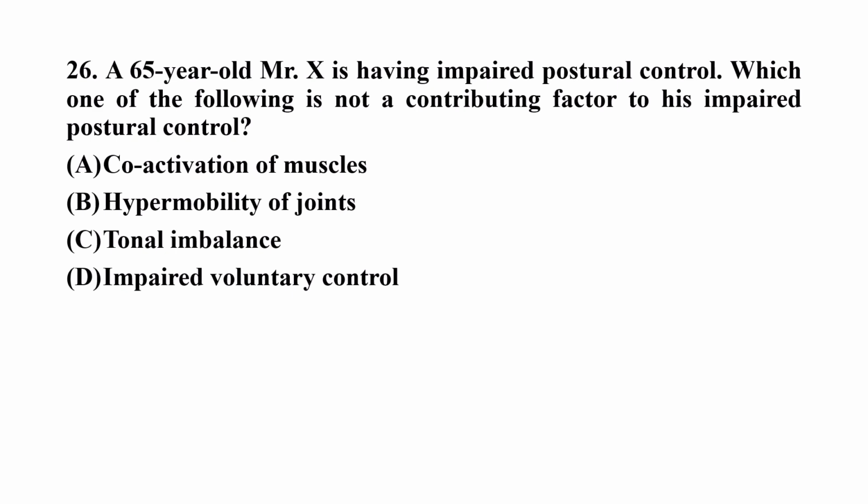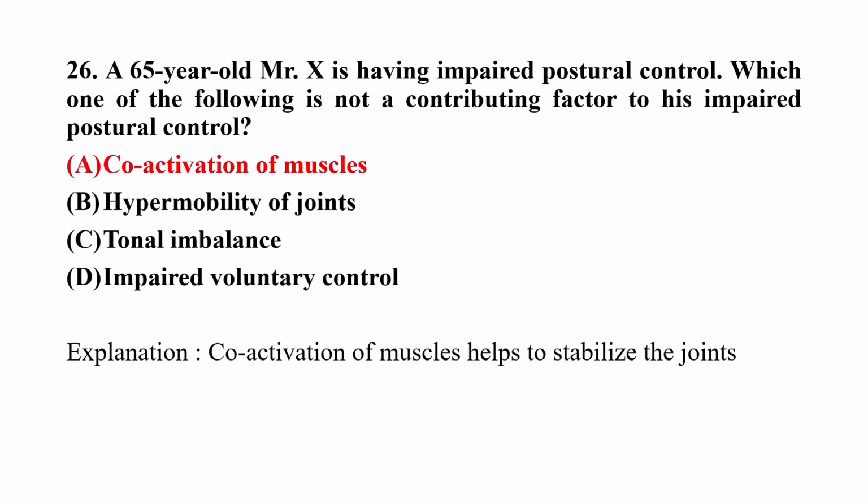Option D, impaired voluntary control. If voluntary control is impaired, postural adjustments become poor and that will lead to instability. So yes, impaired voluntary control is a major contributor for impaired postural control. So here the option A, coactivation of muscle, is the right answer.